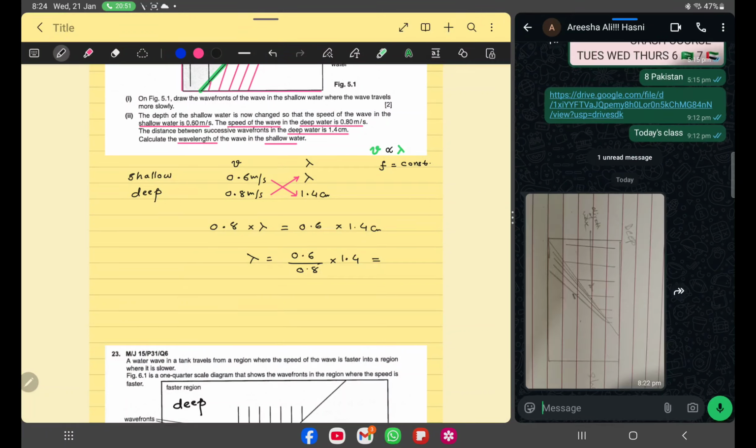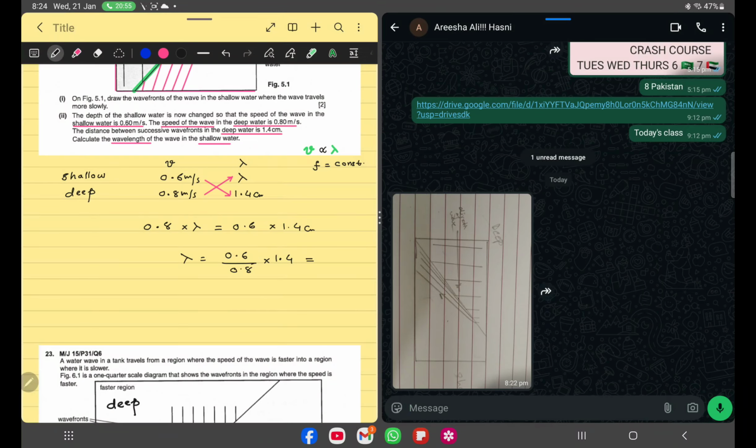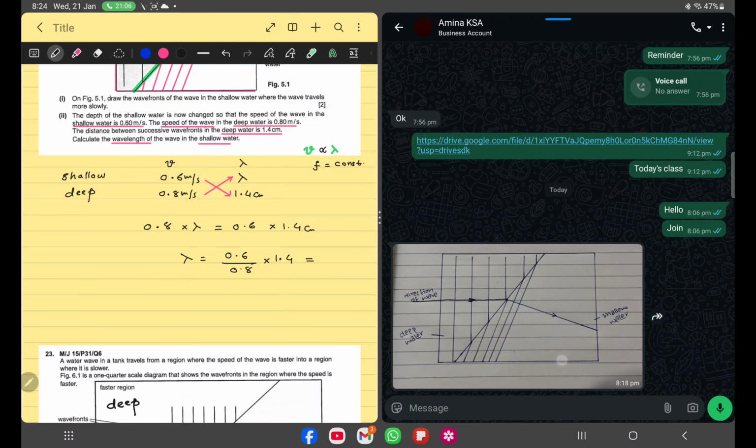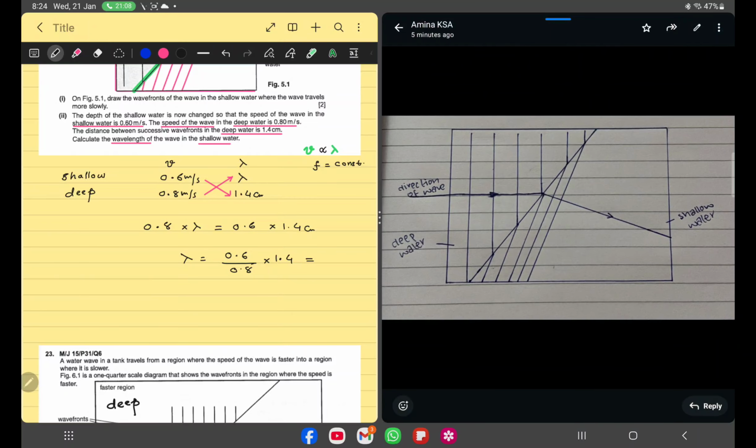And Arisha has sent me again the diagram. Okay, okay. Arisha beta, I think your diagram is not good. And if you look at this diagram, then this diagram is quite better. So I think your diagram is not good. It will work, but it is not good. Also, your camera position is perhaps not in portrait.